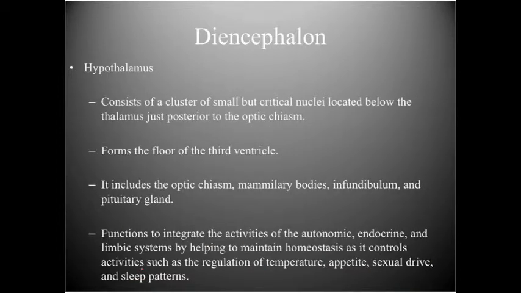The hypothalamus consists of a cluster of small but critical nuclei located below the thalamus, posterior to the optic chiasm. It forms the floor of the third ventricle, and it includes the optic chiasm, mammillary bodies, infundibulum, and the pituitary gland. It functions to integrate the activities of the autonomic, endocrine, and limbic systems by helping to maintain homeostasis as it controls activities such as the regulation of temperature, appetite, sexual drive, and sleep patterns. So the hypothalamus is very important, controls a lot of things, and so basically just know this last bullet point.